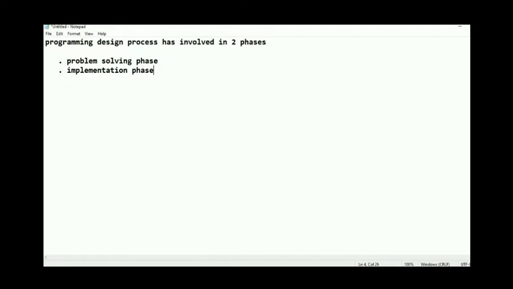Now let me see what a problem solving phase is. Problem solving phase means it creates an algorithm that solves the problem. Actually, we can create an algorithm to solve any problem. If you find a problem in any situation, we can easily solve it by using an algorithm. So problem solving phase means it creates an algorithm that will solve whatever problem is given.